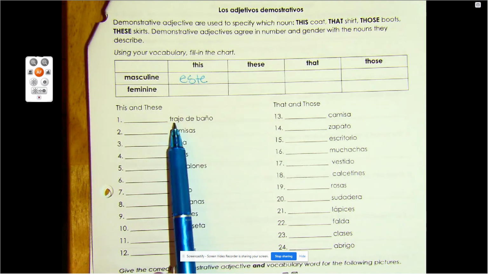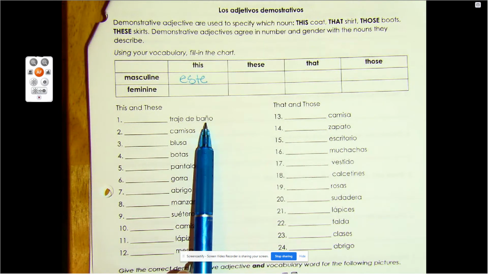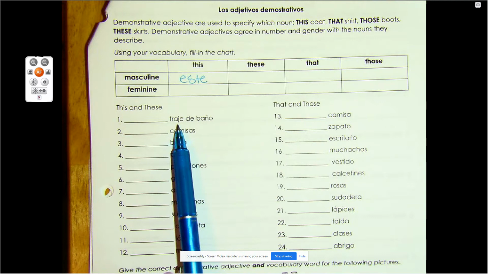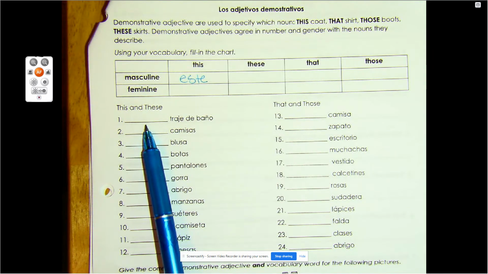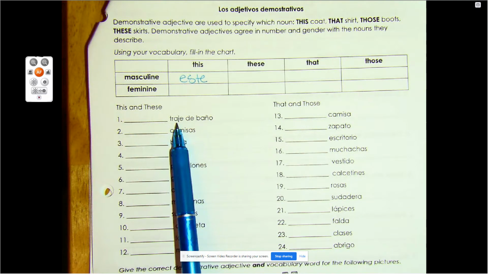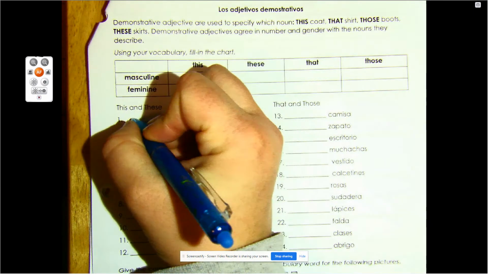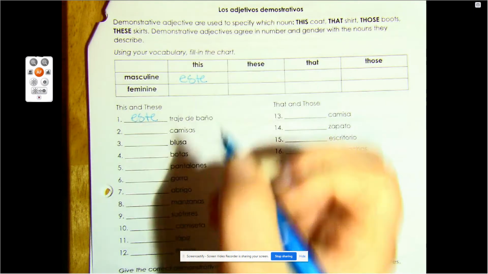So if we have traje de baño, what you have to do is determine, is it singular or plural? Okay, great. So it's singular. So because it's singular, we would say this bathing suit, because it wouldn't make sense to say these bathing suit. So we're going to fill it in with the correct this. And because traje de baño is masculine and singular, we're going to say este traje de baño.